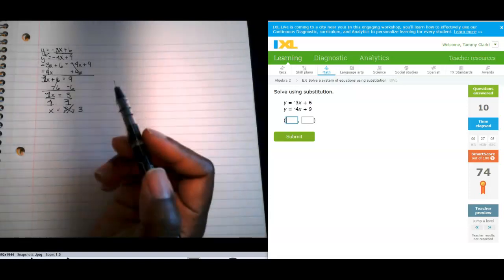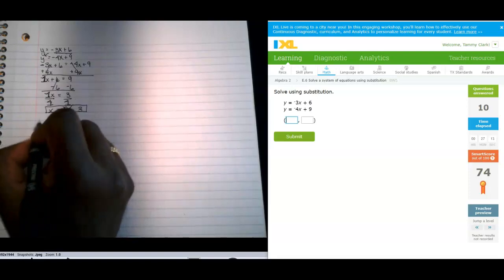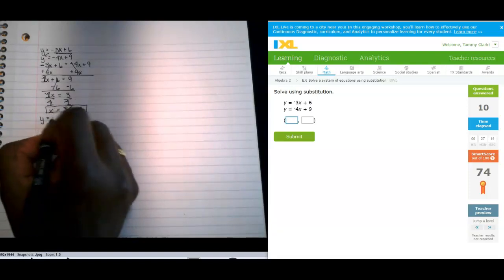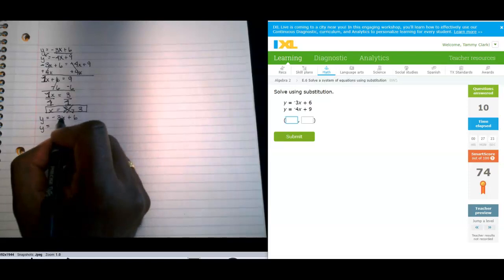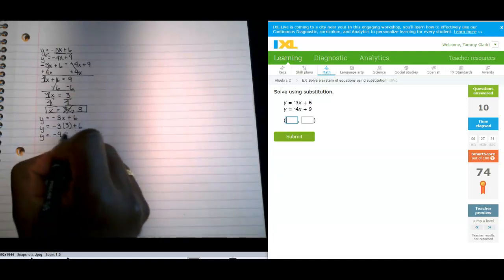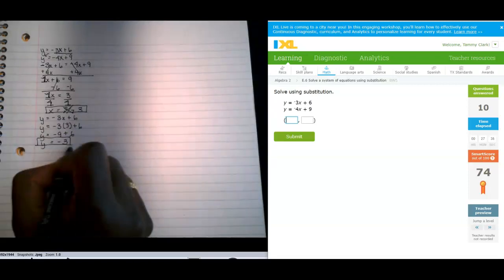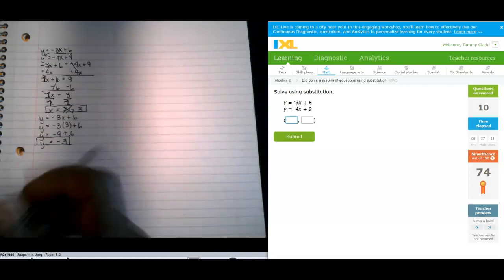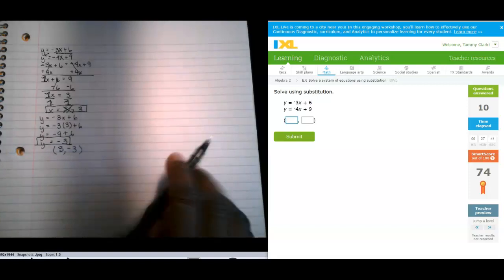But we could have checked it. So I'm going to take the value of x and substitute in either equation. I'm going to take the first one, y is equal to negative 3x plus 6. Y therefore is equal to negative 3 times 3 plus 6. Y is equal to negative 9 plus 6. Therefore, y is equal to negative 3. So my ordered pair that makes this system of equations true is 3, negative 3.